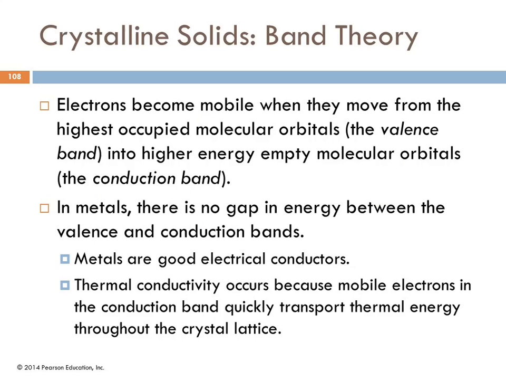So what happens with electrical conductivity is that electrons will move from those valence orbitals, the highest occupied molecular orbitals, they'll move up just a tiny bit in energy to the empty molecular orbitals, the conduction band. And once they get up there, they can move around. In metals, there's no gap between the valence and the conduction bands. So there's essentially no difference in energy, and so the electrons can move into the conduction band, and metals are good electrical conductors.